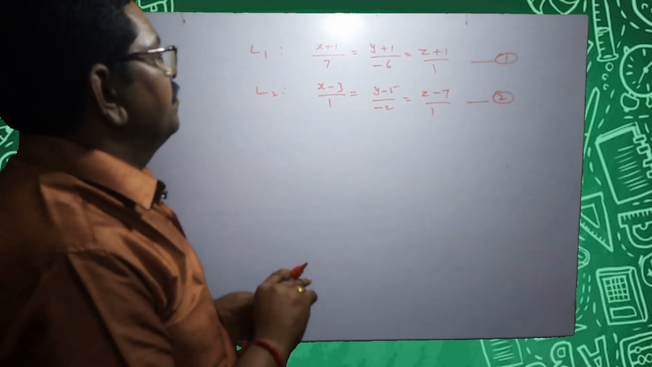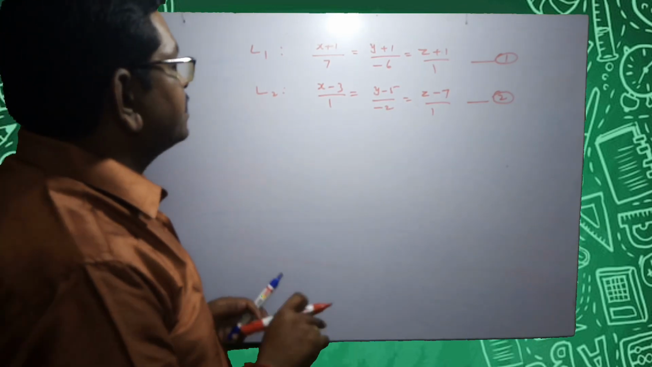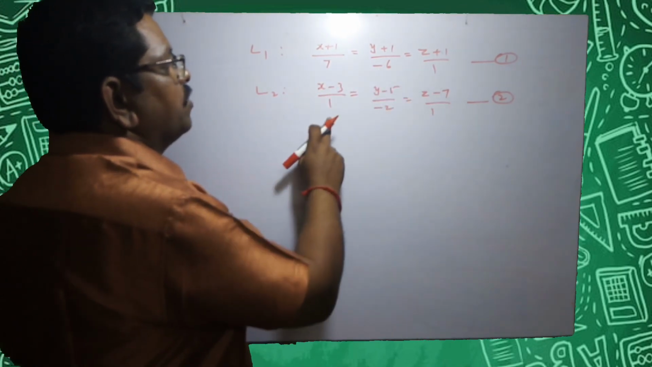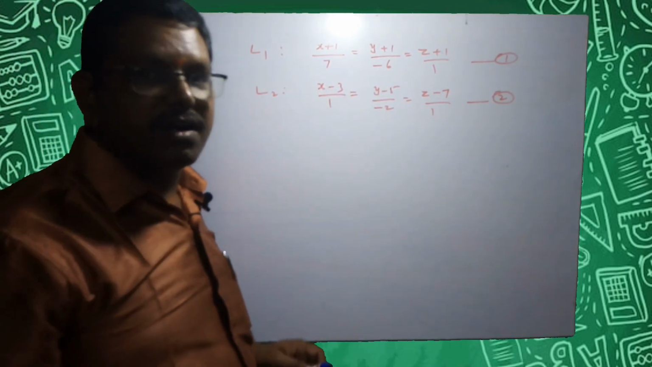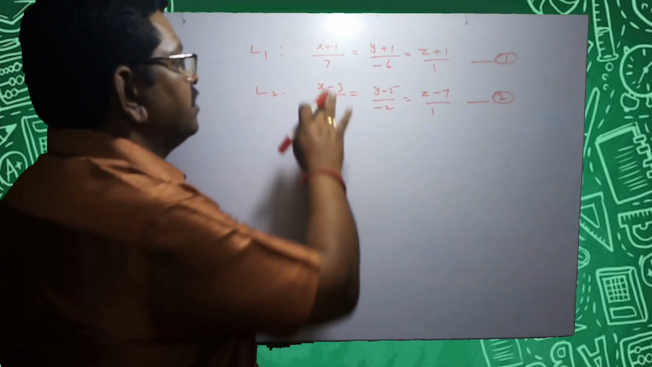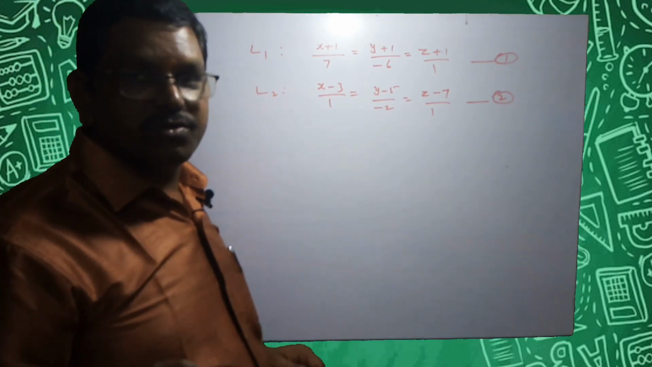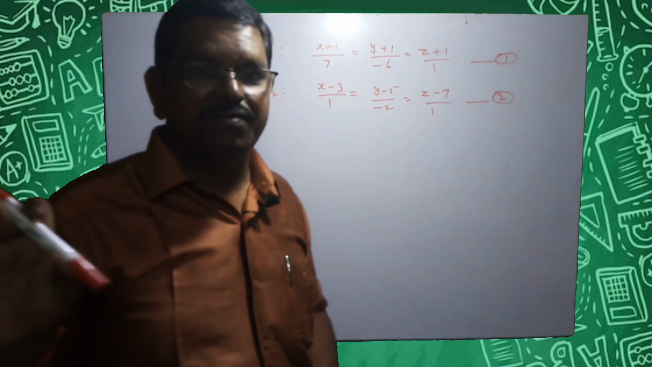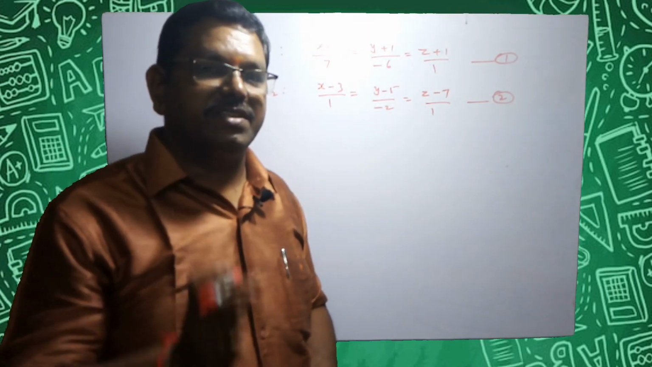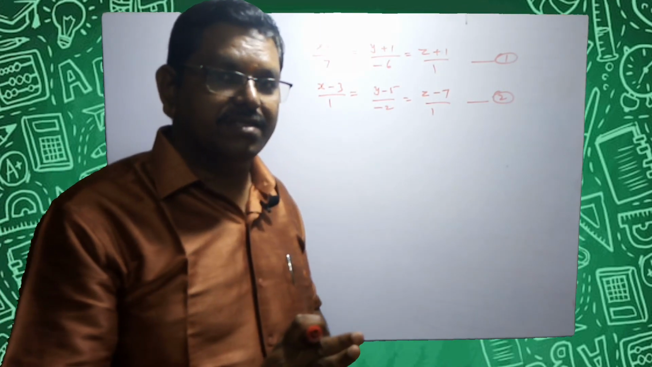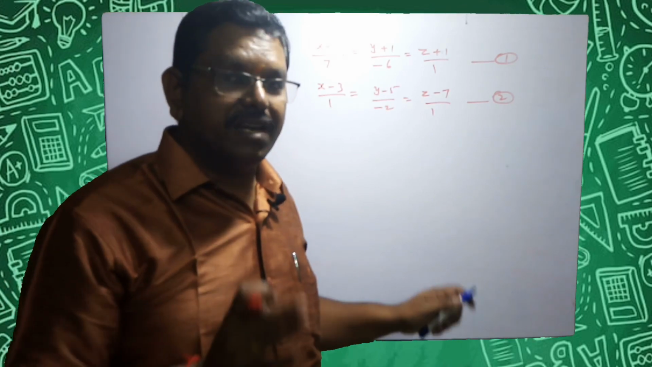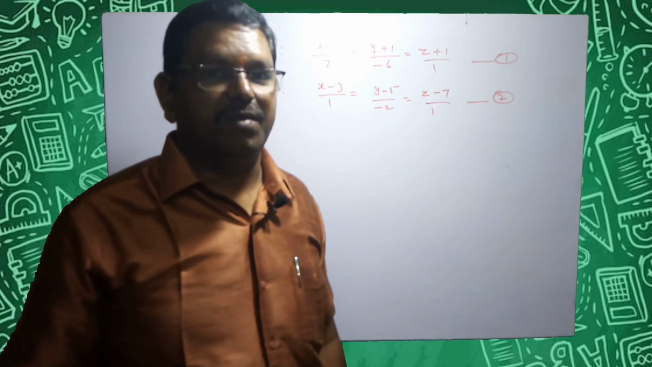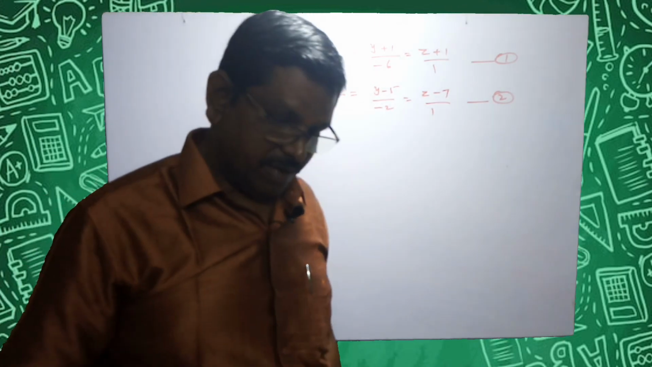Very simple thing. First you compare the direction ratios of the first line and second line. Here 7, minus 6, 1; here 1, minus 2, 1. These two are not equal, or they are not proportional also. So remember these two lines are not parallel lines. By seeing the two equations and their denominators, that means the b vector, we can guess whether they are parallel lines or not. If they are not parallel lines, we should not go with the second formula. We should go with only the first formula.